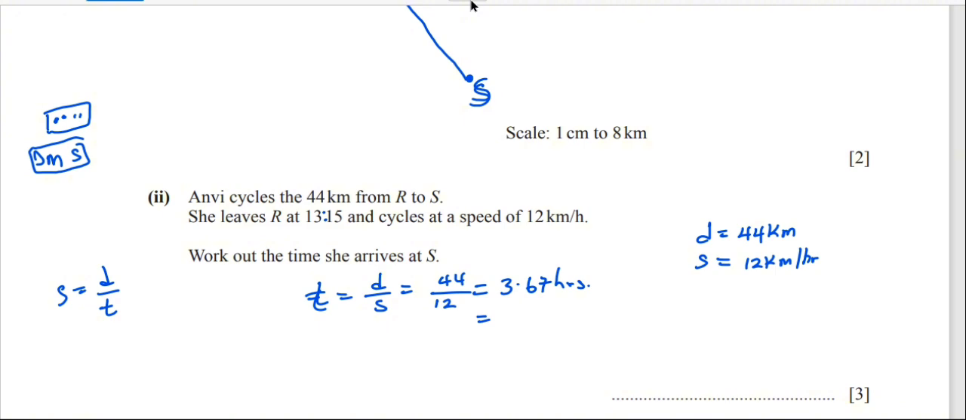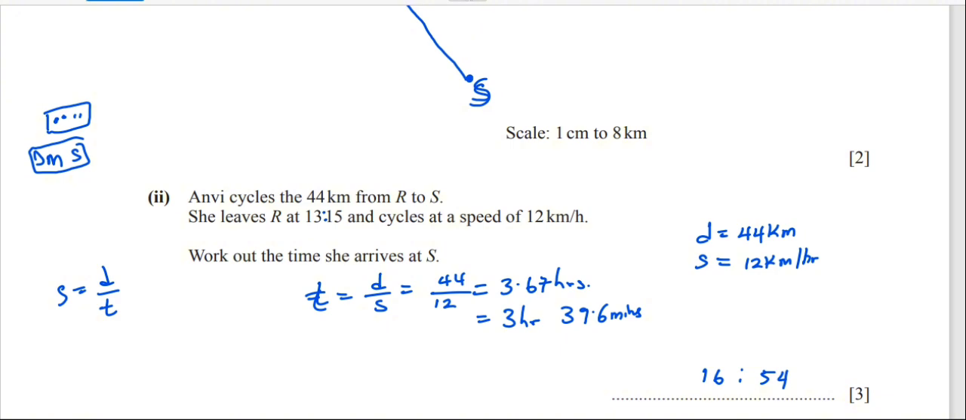When you convert this 3.67 hours, it will give you 3 hours, 39, or let's say 39.6 minutes. So we can just take it as 39. When you add that to this, 15 plus 39 will give you 54 minutes. Then the hours, 13 plus 3, will give you 16. So it will give you 16:54. That's going to be the time of the hour.